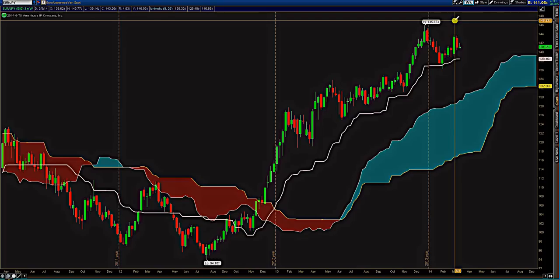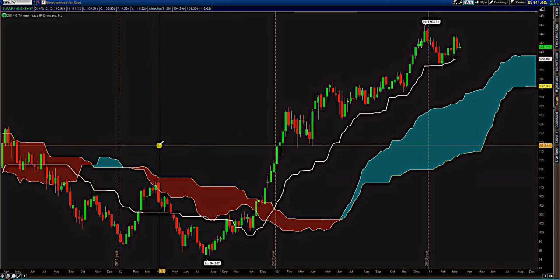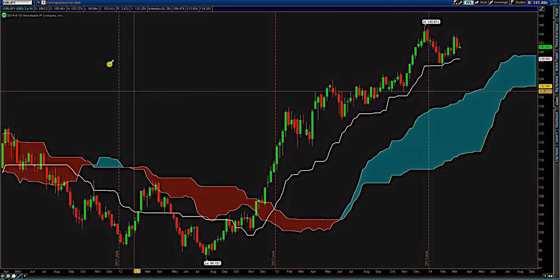So let's take a look at Euro Yen. And we have the Kijun. Now, what I noticed right off the bat is how well price action respects the Kijun.